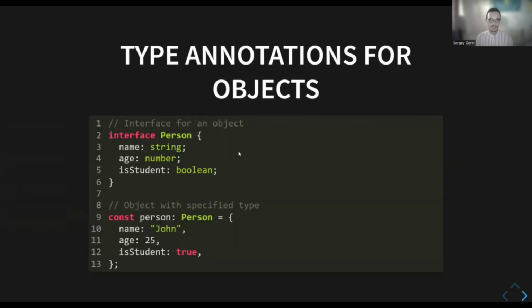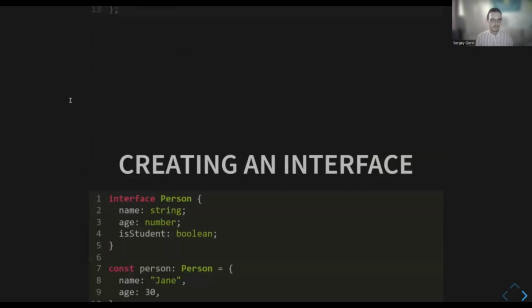In TypeScript, an interface is a way to define a contract or a structure for an object. It allows you to specify the shape of an object, describing what properties it should have and what their types should be. Interfaces are a powerful tool for enforcing a consistent structure and type safety in your code.